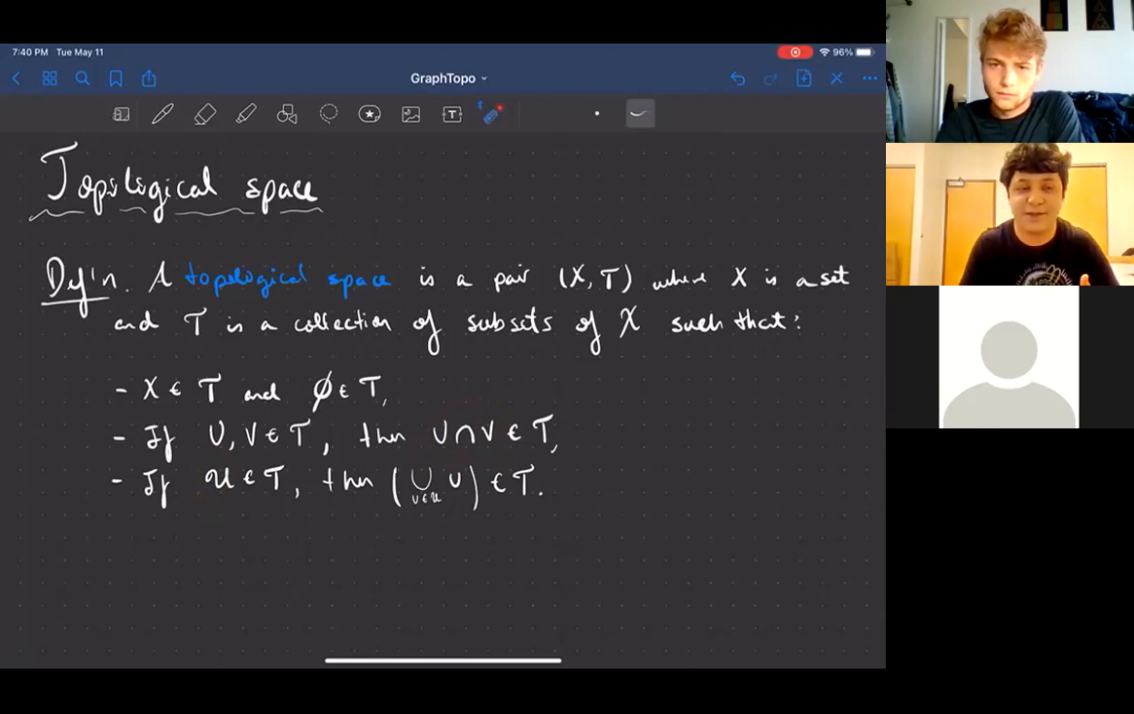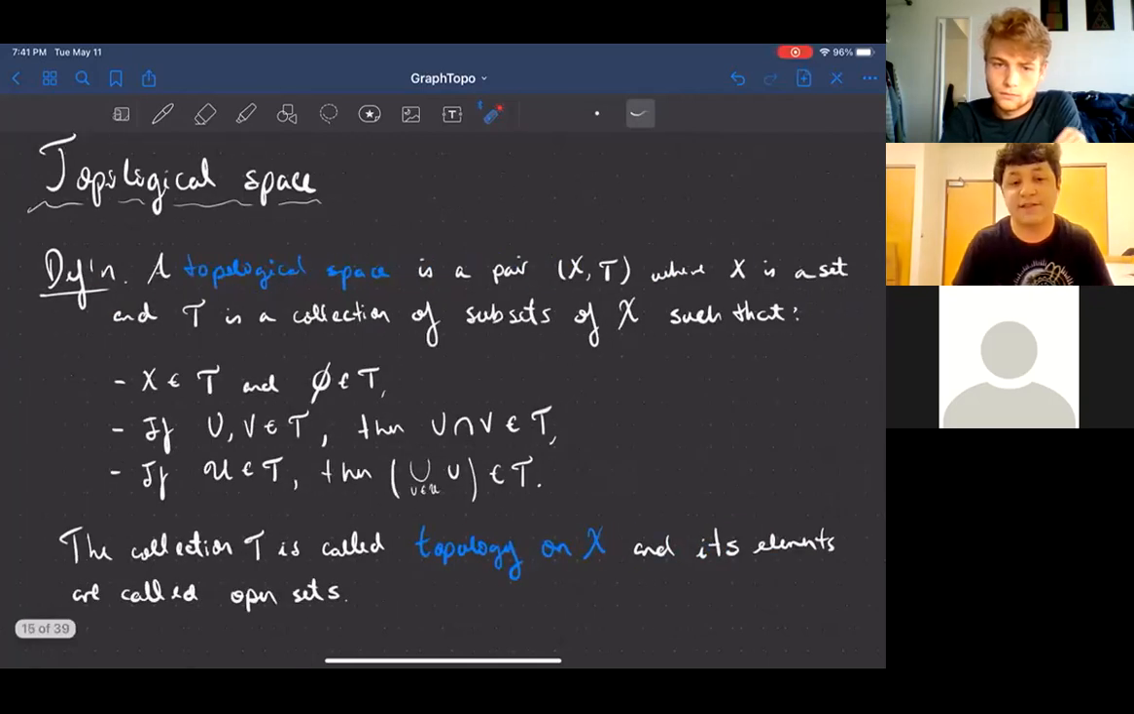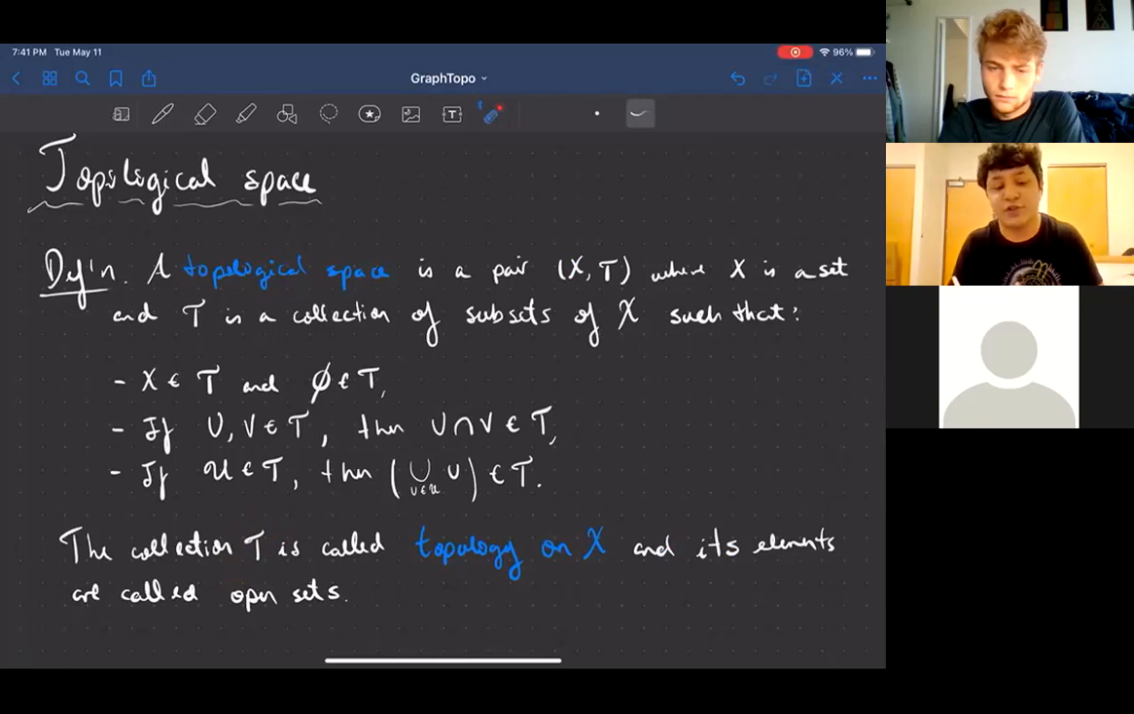If you've taken, I don't know, Calc 3 or Calc 1 in the epsilon-delta version, you know that when we define open sets, we find out that open sets are the sets that satisfy these three properties. So this collection T is called the topology on the set X, and the elements of that topology are called open sets. When we study open sets, for example, in Euclidean spaces, that's just a particular case, but this is extended to this general definition.